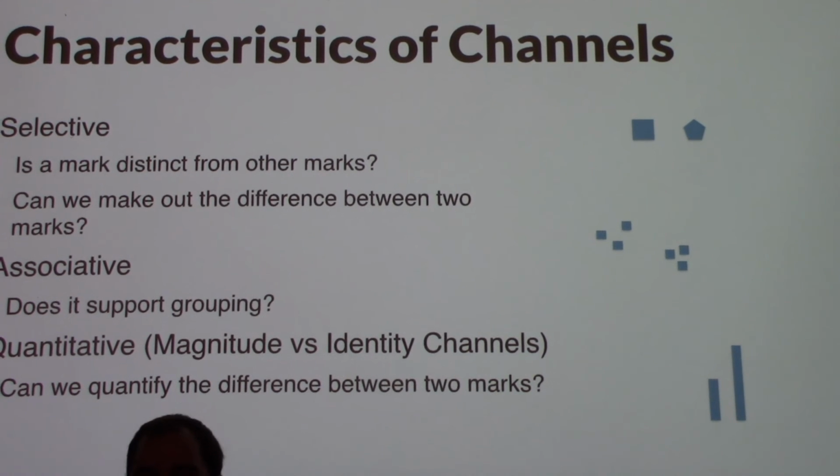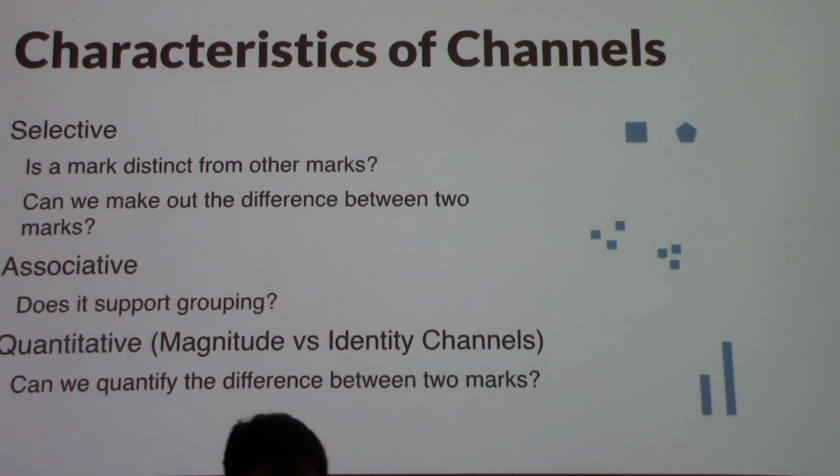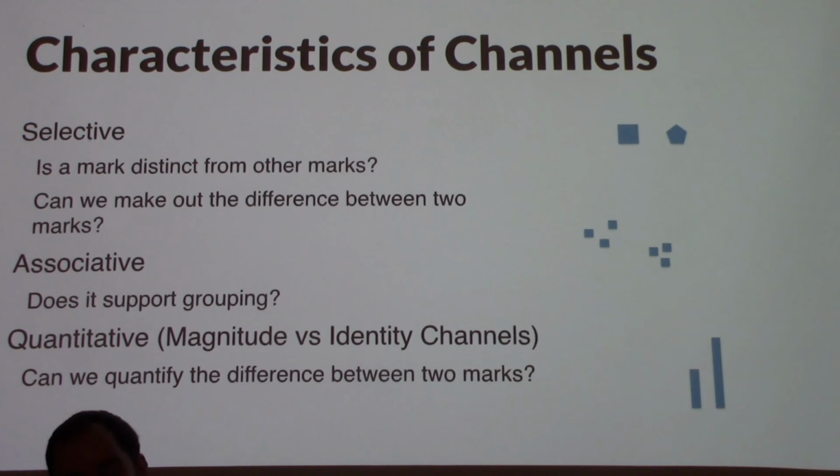So there's a couple of characteristics by which you can classify these channels. We call a channel selective if a mark is distinct from other marks. So can we make out the difference between two marks? For example, for categories or for shapes, we can clearly distinguish two of them. And we can also clearly distinguish the position of these 3 points from these 3 points.